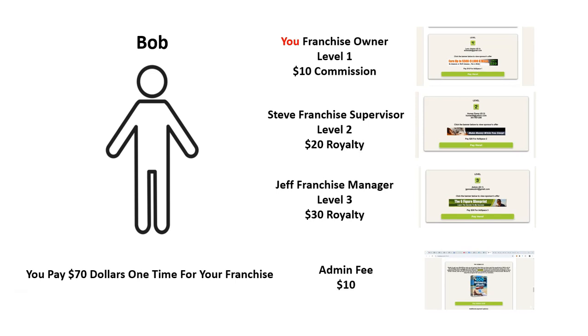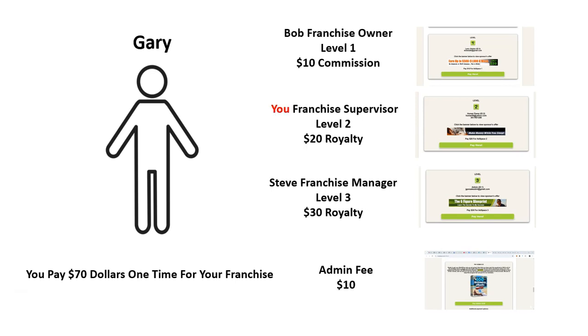Okay? Bob comes aboard, he starts promoting, and he attracts Gary. Gary does the same thing that everyone else did. Gary pays Bob a $10 commission. Gary pays you a $20 royalty. Gary also pays Steve a $30 royalty, and Gary pays admin a $10 admin fee for his website.